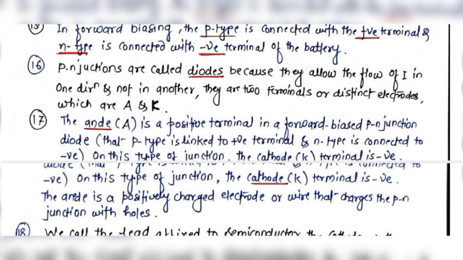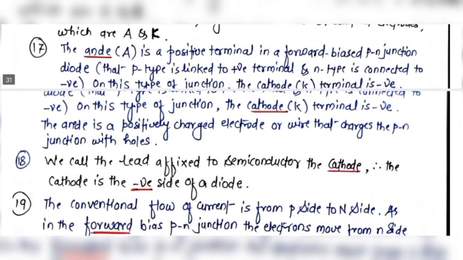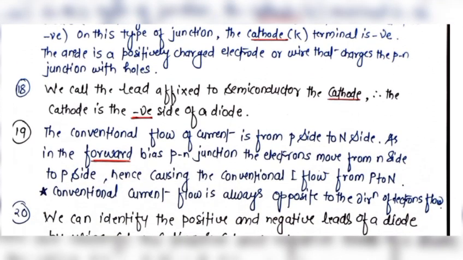PN junctions are called diodes because they allow the flow of current in one direction and not in another. They have two terminals or distinct electrodes, which are A anode and K cathode. Anode A is the positive terminal in a forward biased PN junction diode. That is, p-type is linked to the positive terminal and n-type is connected to the negative. On this type of junction, the cathode K terminal is negative.